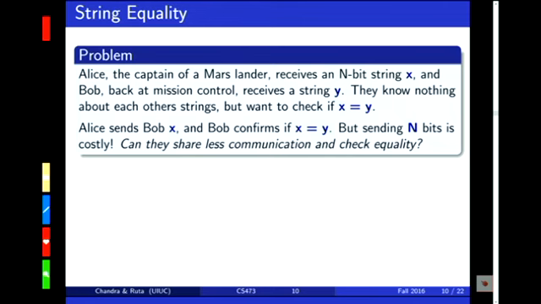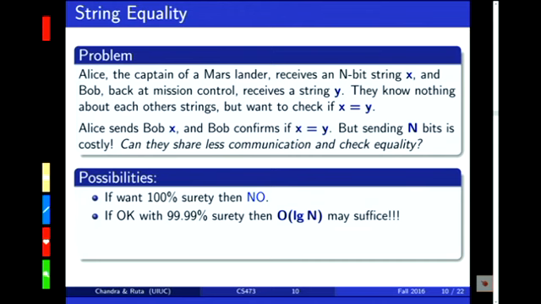If they want to be 100% sure whether x equals y or not, then there is no way to do this with less communication. You have to send all n bits. But if you are fine with, let's say, 99.99% surety, then you can go directly from n to log n. That's a huge jump.